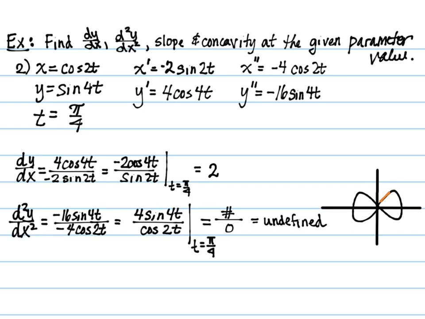Remember, concavity is simply the curvature. Is it concave up or concave down? If I get a 0 in the denominator, there is no value, so it's undefined. So there's no concavity. So it's undefined concavity, or you could say no concavity would be appropriate. There just isn't a concavity at that particular point.